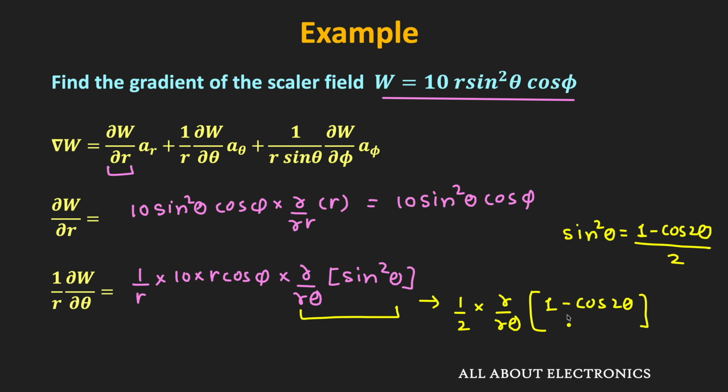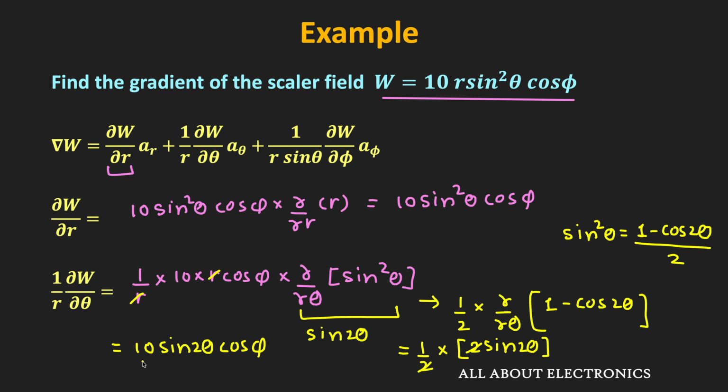Here, since the 1 is constant, its differentiation will be 0. And we know that the differentiation of cos 2 theta is equal to minus 2 times sin 2 theta. Therefore, we can write it as 1 by 2 times 2 times sin 2 theta. Here, this 2 will get cancelled out and the differentiation of this term is equal to sin 2 theta. Therefore, we can say that this term is equal to 10 times sin 2 theta times cos phi. So this will be our second term.